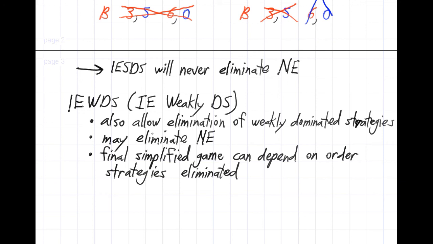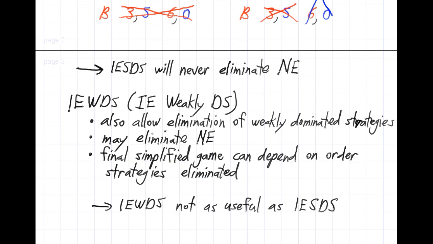And that's a little bit of a weird thing, because then it doesn't tell you that this is the important outcome or these are the important outcomes. You might miss some. Also, the fact that it can eliminate Nash equilibria suggests that it's missing something important. So IEWDS is not so much a useful concept compared to IESDS, where we stick to strictly dominated strategies. It might get us further. We might be able to eliminate more, but we might eliminate too much.